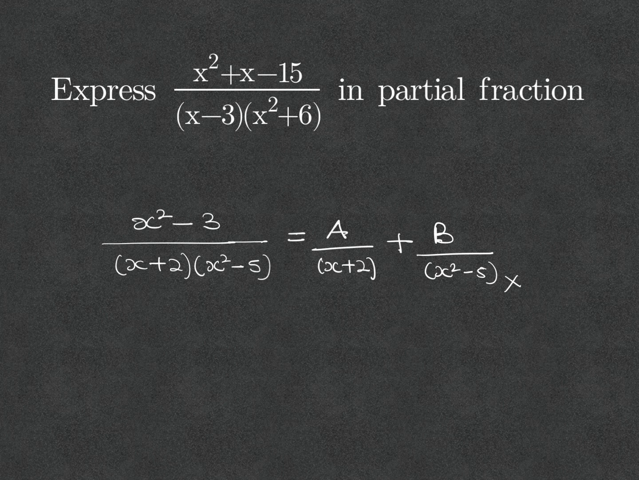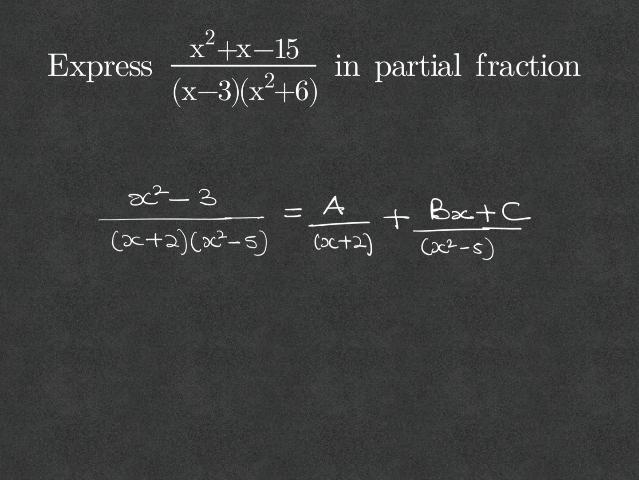That will be wrong. Here, whenever you have such a situation, you need to introduce another term, okay? So therefore you will say bx plus c, where c is the other constant. Then you continue solving the usual way of solving partial fractions.